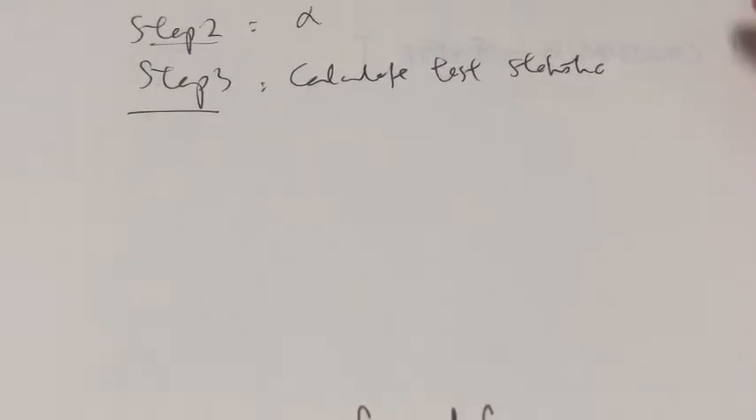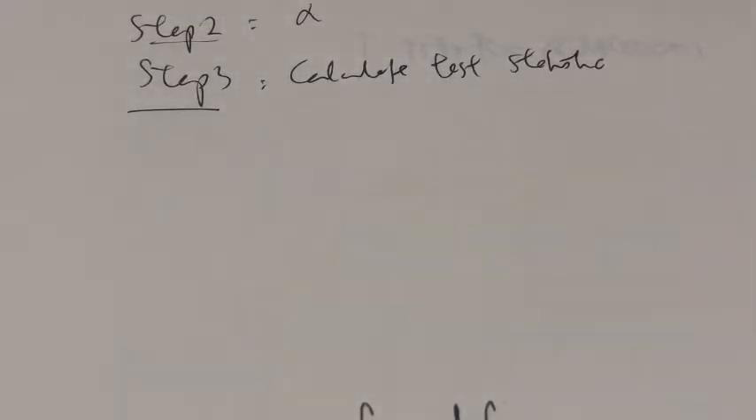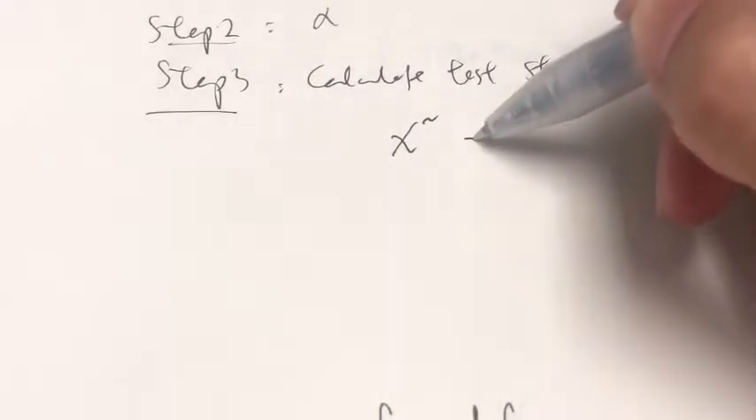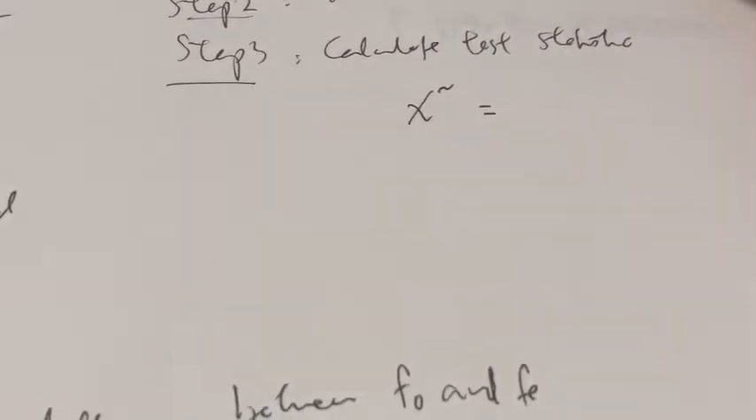As mentioned to you before, for the goodness of fit test, we will not be using the Z distribution, nor would we be using the T or the F distribution. Rather, we will be using a new distribution called the chi-square distribution, okay? So, how do we calculate this test statistic?